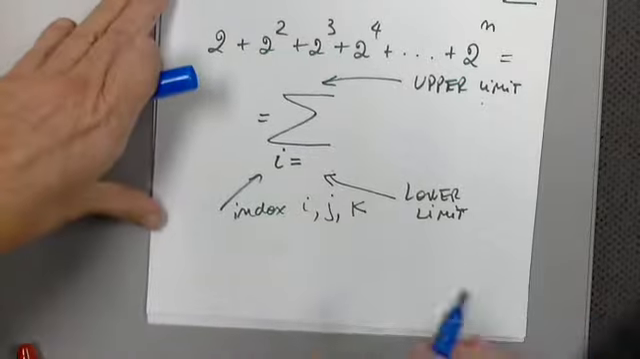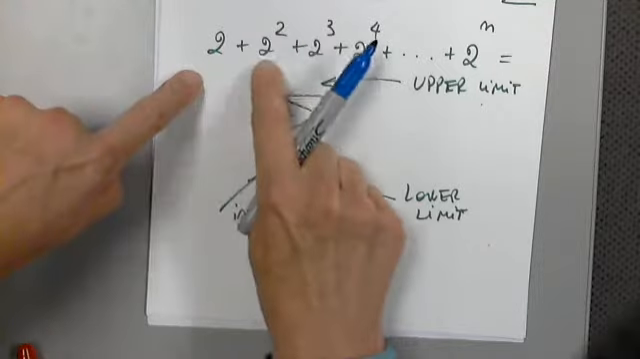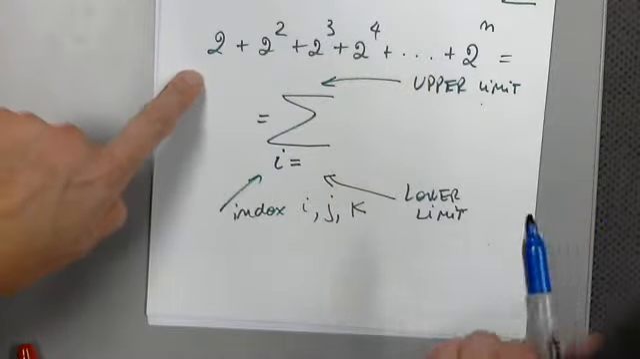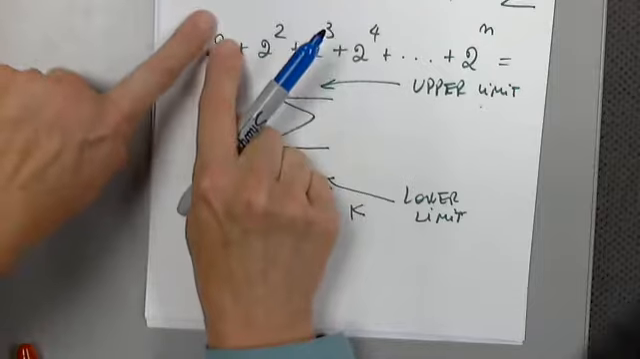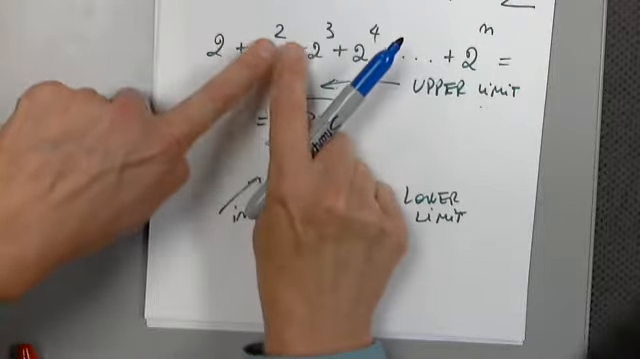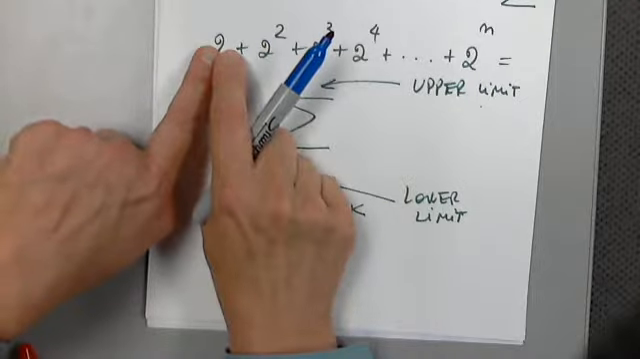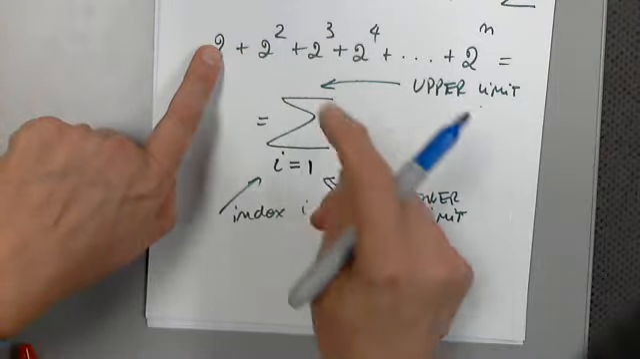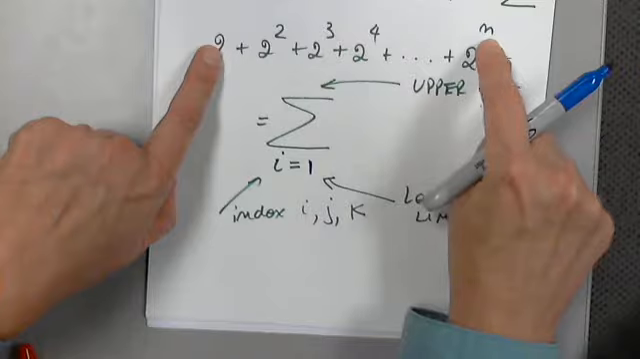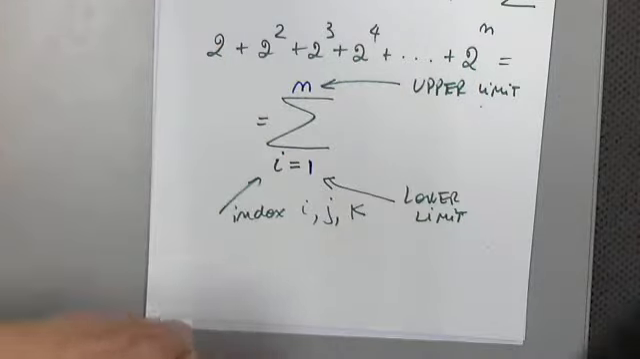Okay, so from i equals 2, the base does not change. But what changes? What is the power here? And here? And here? So what is the lower limit? What is the upper limit? Very good. From i equals 1 through n.